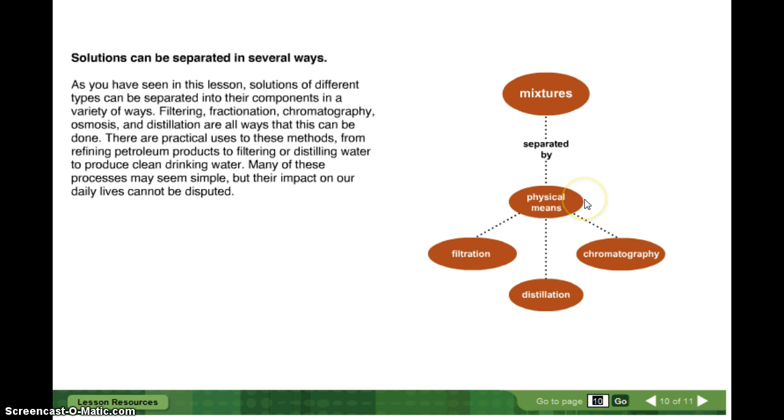Mixtures can be separated by physical means. Remember, these are not chemical reactions. We are not creating something new. We're just separating. Mixtures can be separated by physical means, such as filtration, distillation, and chromatography. And that's it for this one.